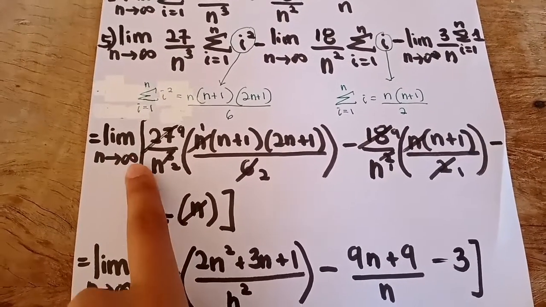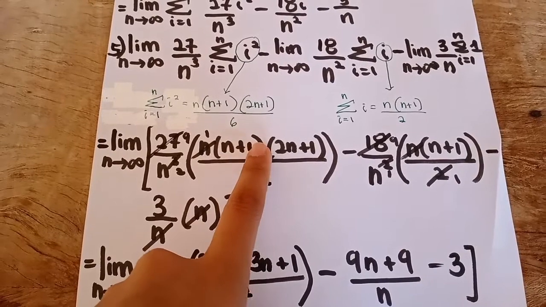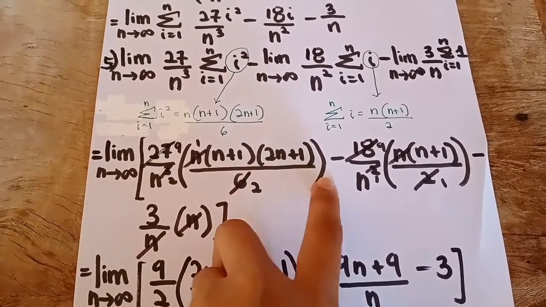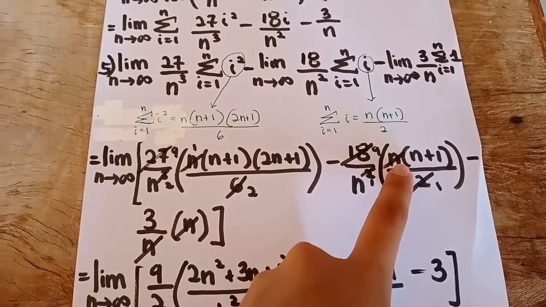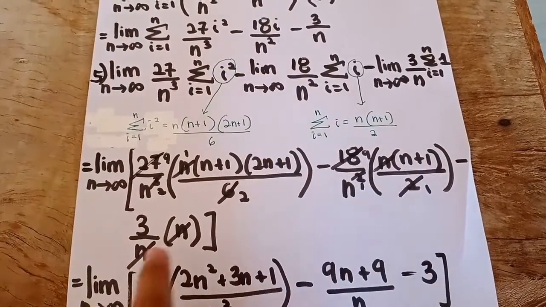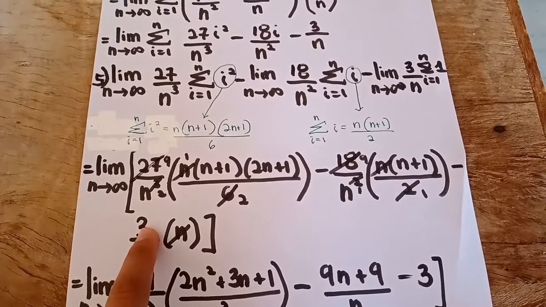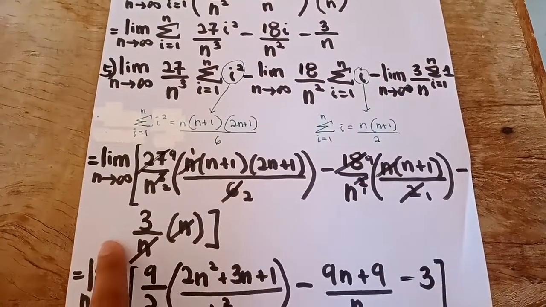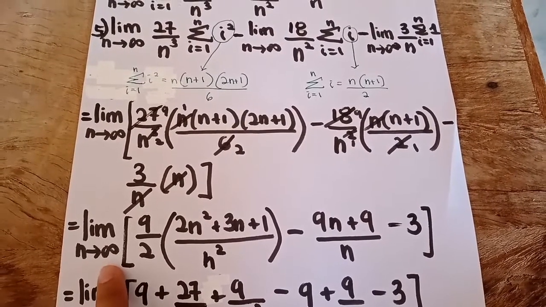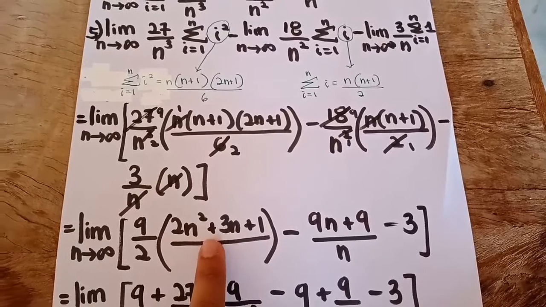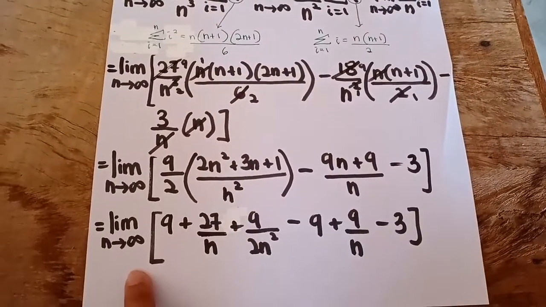The limit as n approaches infinity of 27 over n cubed times n times (n plus 1) times (2n plus 1) over 6, minus 18 over n squared times n times (n plus 1) over 2, minus 3 over n times n, as this sum of 1 is only n. So we simplify it, and we get the limit as n approaches infinity of 9 over 2 times (2n squared plus 3n plus 1) over n squared, minus (9n plus 9n) over n, minus 3. And here is the answer.